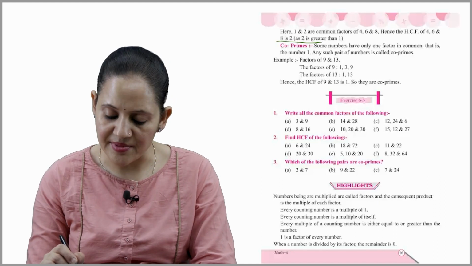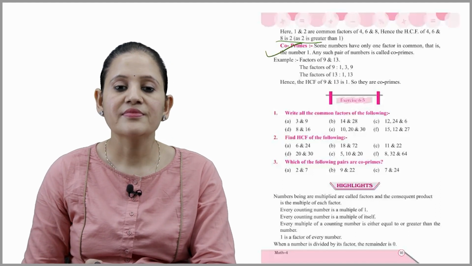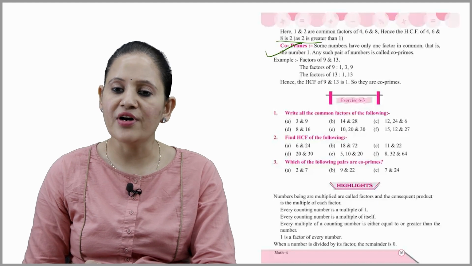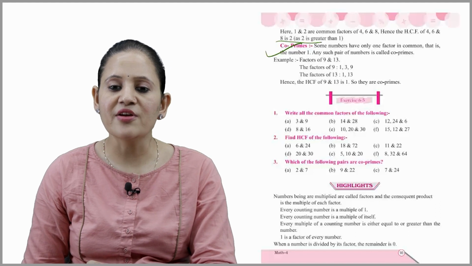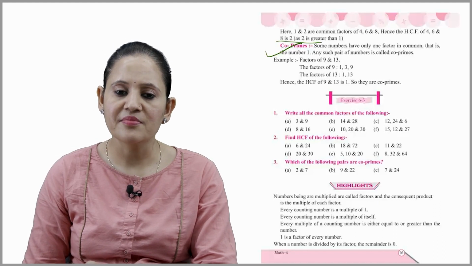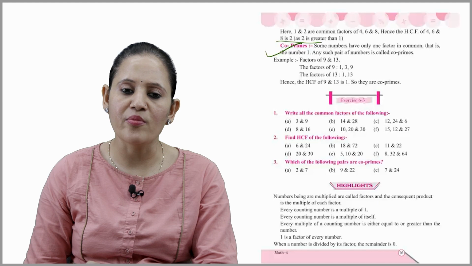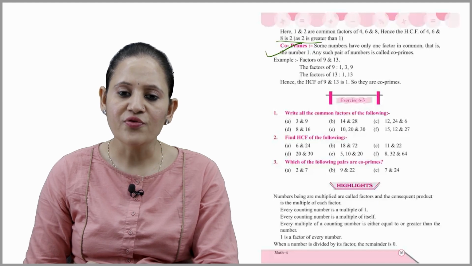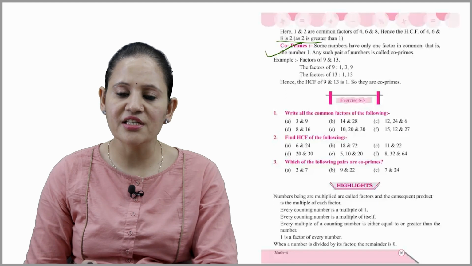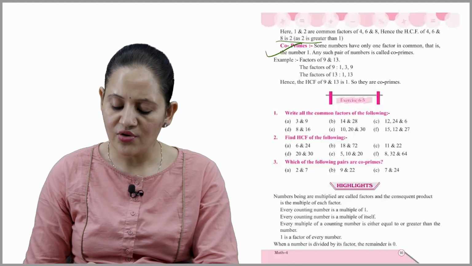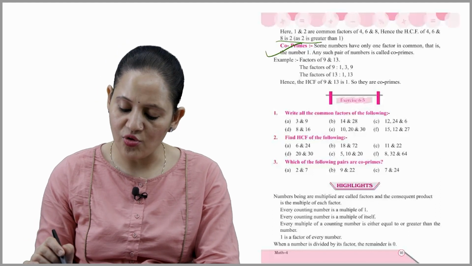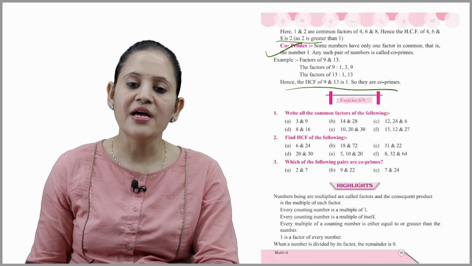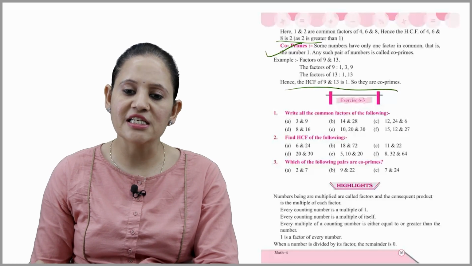Next is co-prime numbers. Some numbers have only one factor in common, that is the number 1. Any such pair of numbers is called co-prime numbers. Means 1 के अलावा कोई और number common ना हो, like 9 and 13 है. So factors of 9, that is 1, 3 and 9. Factors of 13, that is 1 and 13. So HCF क्या हो जाएगा? 9 and 13 का 1, because they are co-prime numbers. So co-prime number का HCF क्या होता है? Always 1.